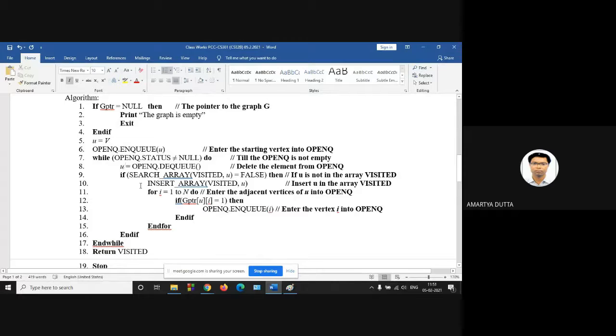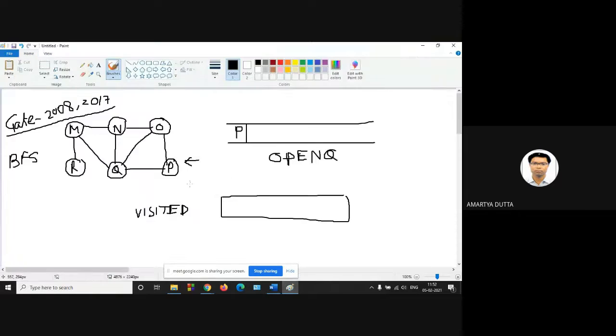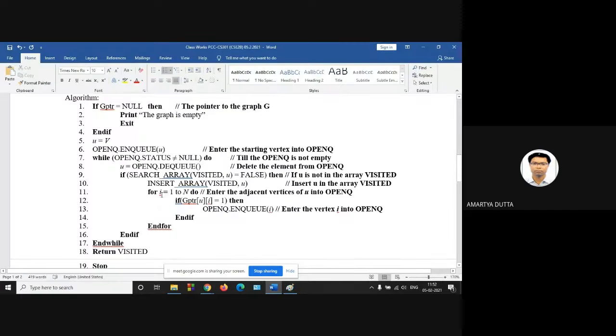Also you can use another variable, it may be small x. Then you have to search that particular element in the visited array. If it is false, that is, your x is not in the array, then insert your x in the visited array. So first of all, your visited array is empty. Okay, so first write down P here.